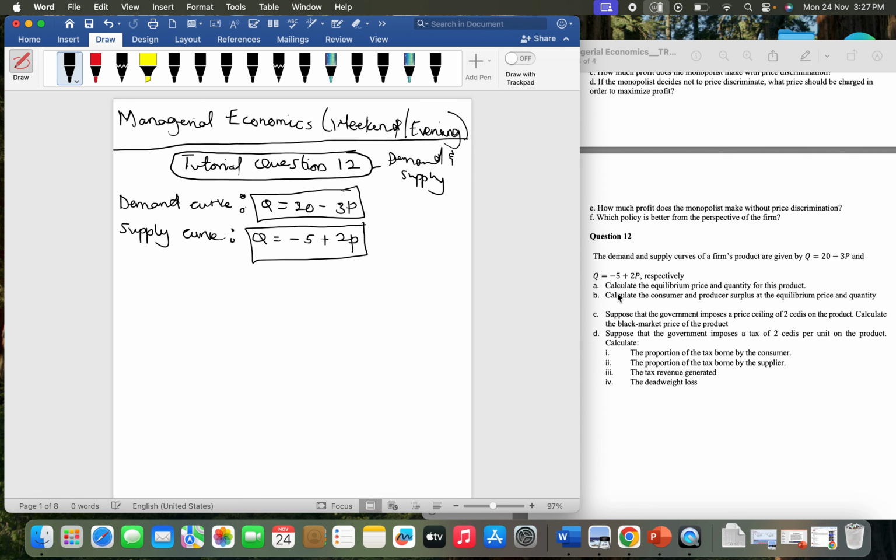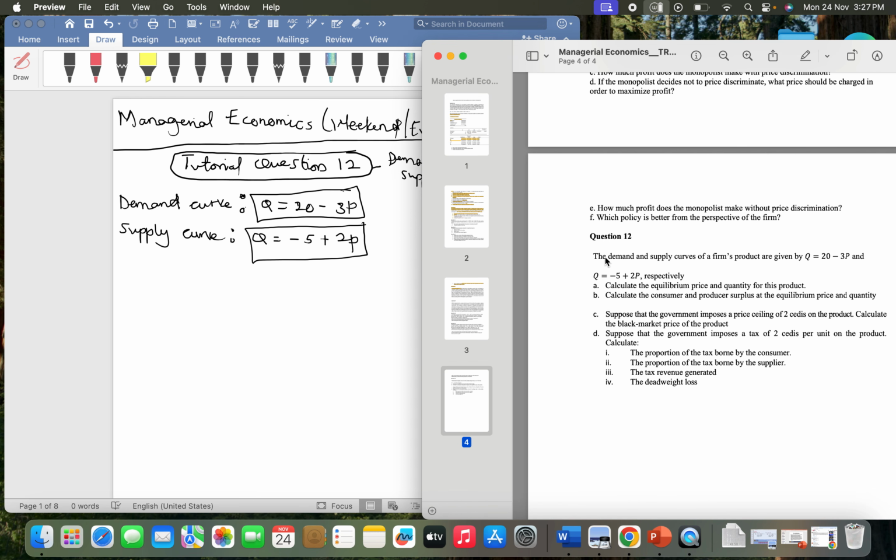Now, there's the question at the right hand side. The demand and supply curves of a firm's product are given by Q = 20 - 3P and Q = -15 + 2P respectively. A. Calculate the equilibrium price and quantity for this product. B. Calculate the consumer and producer surplus at equilibrium price and quantity. C. Suppose that the government imposes a price ceiling of 2 cedis on a product. Calculate the black market price of the product.